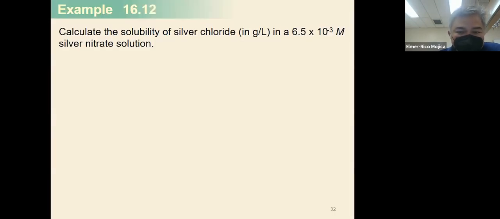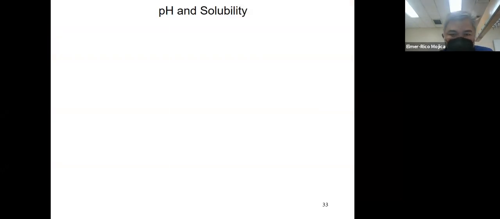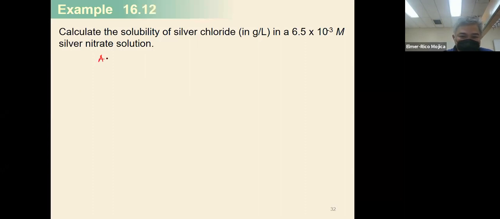So let's look at the effect of this common ion. We have a problem here: calculate the solubility of silver chloride in grams per liter in a 6.5 times 10 to the negative 3 silver nitrate solution. But before we do that, let's first get the silver chloride solubility alone, so you could see the effect. The KSP of this is 1.6 times 10 to the negative 10. So let's just solve this one.